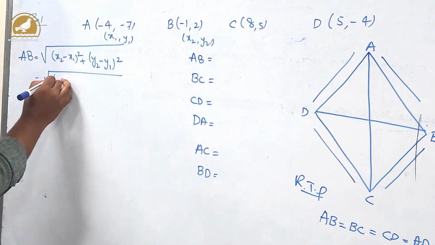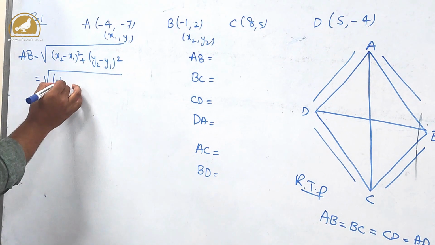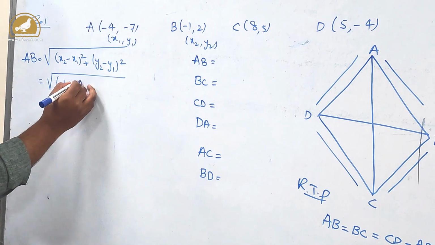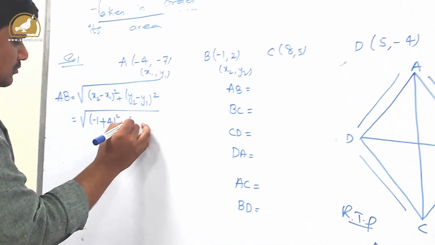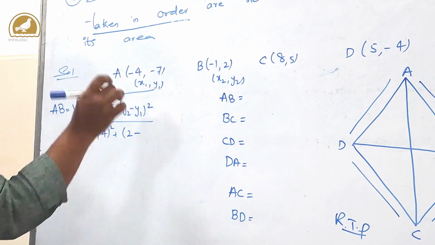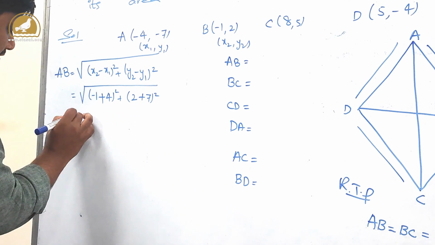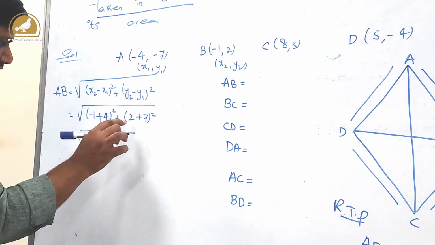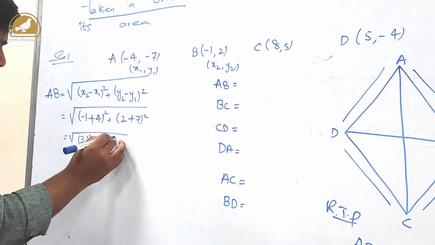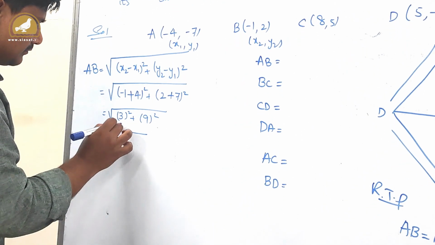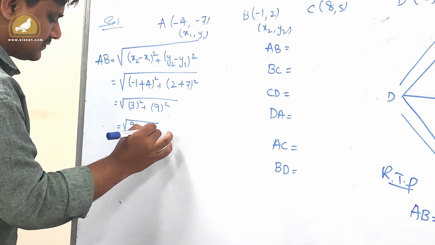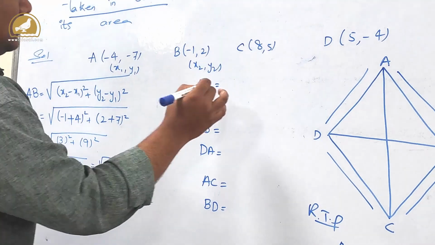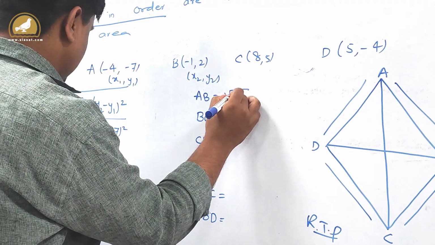Substituting, the value of x2 is -1, minus x1 which is -4, so minus into minus gives plus 4. The value of y2 is 2, minus y1 which is -7, so plus 7. -1 plus 4 is 3 square, 2 plus 7 is 9 square. 9 plus 81 is root 90. So I got the value of AB as root 90.